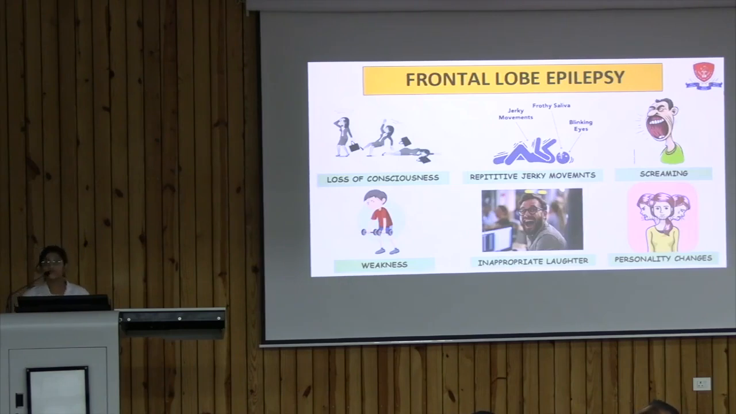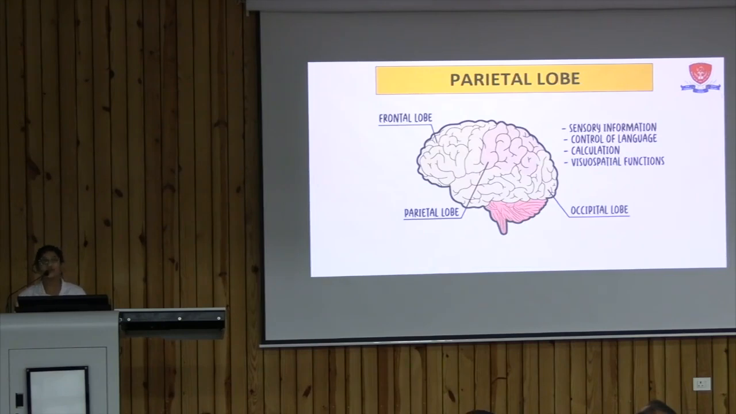The symptoms of frontal lobe epilepsy are loss of consciousness, weakness, inappropriate laughter, repetitive jerky movements, screaming, and personality changes. Moving on, the parietal lobe occupies the area posterior to the central sulcus and superior to the lateral sulcus. The seizures of parietal lobe epilepsy originate in the parietal cortex, which processes sensory information, spatial orientation, and body awareness.